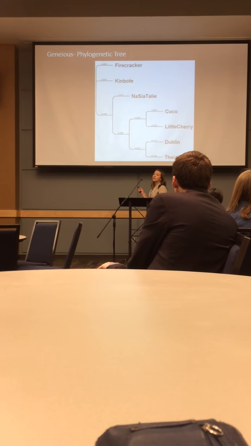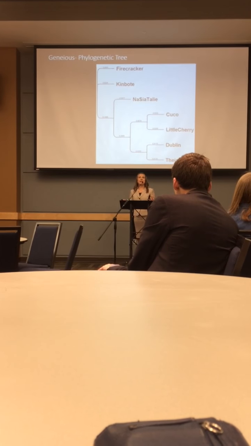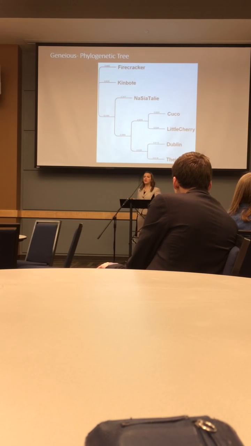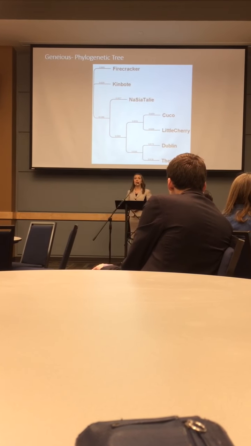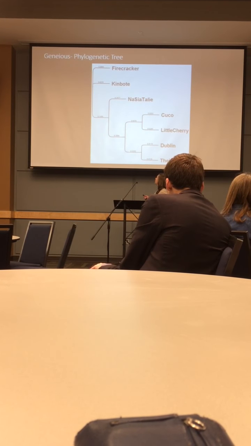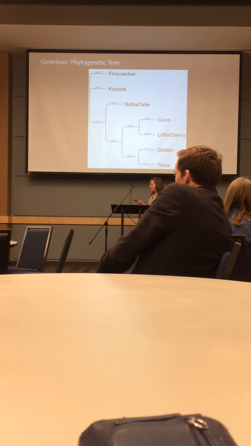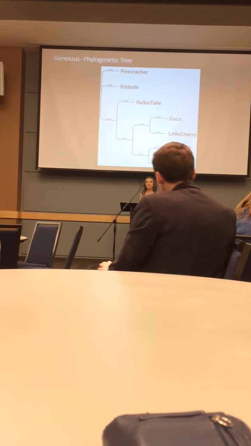Now, in order for the Geneious program to work, you have to have outliers that are completely unrelated. So we chose Firecracker from cluster O and Kimbote from Q. And as we can see, Nasiatali and Dublin do have a common ancestor. So yes, it is still reasonable to draw comparisons between the two.